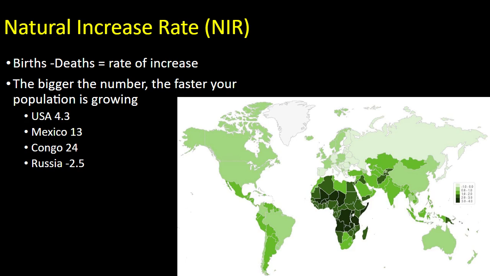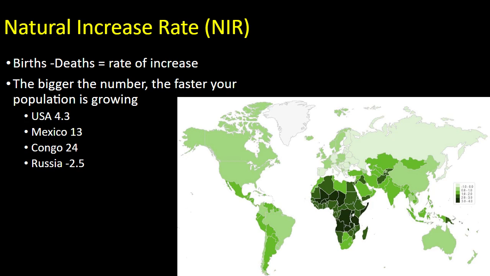United States, we're a 4.3. We have a slow growth, but it's still positive. You don't want to have too rapid of a growth. You want to have a moderately slow growth. Mexico is a 13. It's higher than America, but it's not bad compared to some other countries. Congo is 24, so it's almost double Mexico.